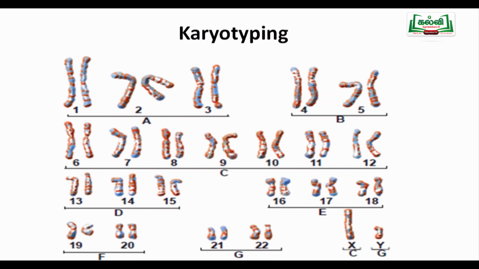Next is karyotyping. The diagrammatic representation of chromosomes is said to be a karyogram or ideogram, and the method that helps in arranging the chromosomes in a particular manner is said to be karyotyping. We have 7 different groups of chromosomes: A, B, C, D, E, F and G. These things are important for your NEET. Actually, 4 different types of chromosomes are reported in man. One is telocentric, another is acrocentric, third is submetacentric, and fourth is metacentric. These are important for your NEET examination.